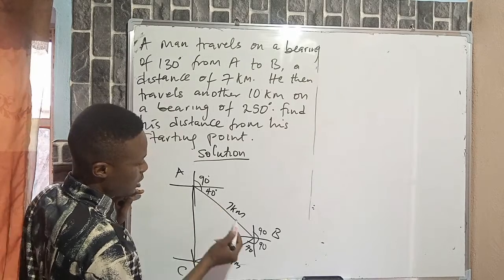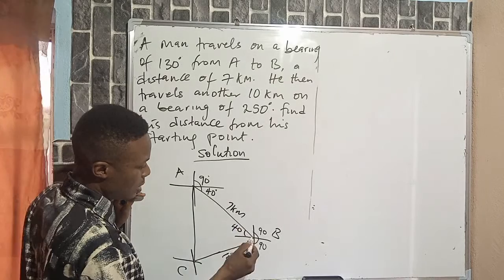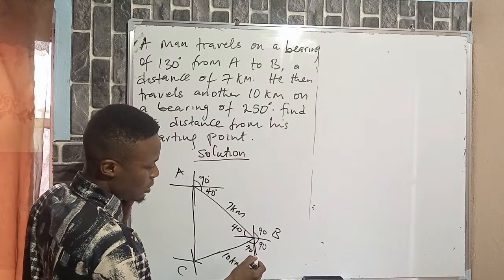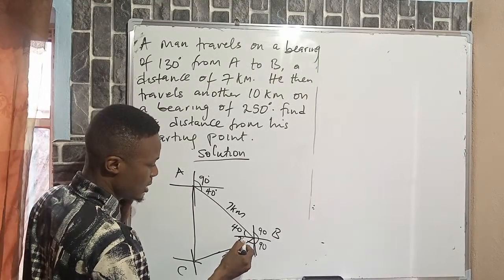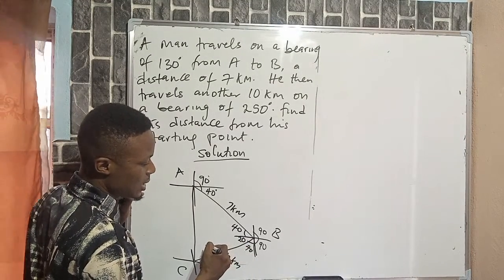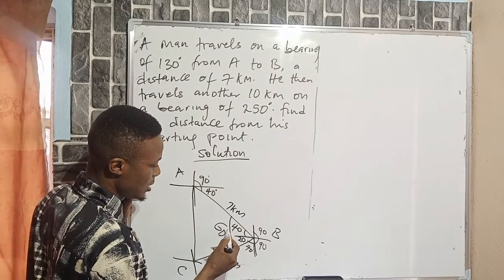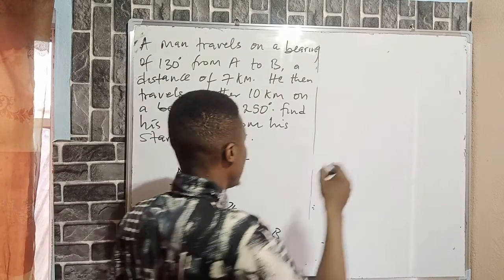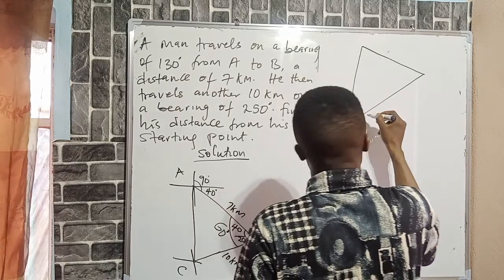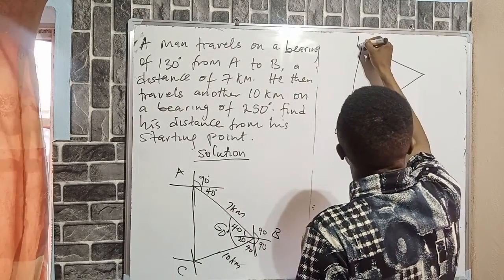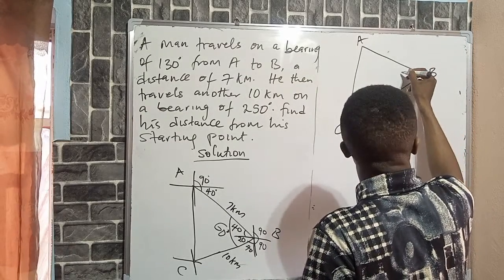Remember, if here is 40, automatically here will be 40 degrees, because alternate angles are equal. And this is a quadrant of 90 degrees, and here has taken 70. So the leftover here will be 20, because 20 plus 70 is 90. So the total angle here will be 40 plus 20, which is 60 degrees. So let us draw the triangle out here. The triangle will look like this, where here is C, here is A, here is B, and the angle here is 60 degrees.